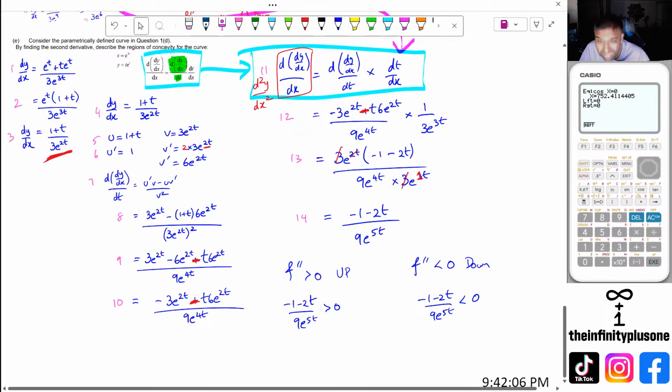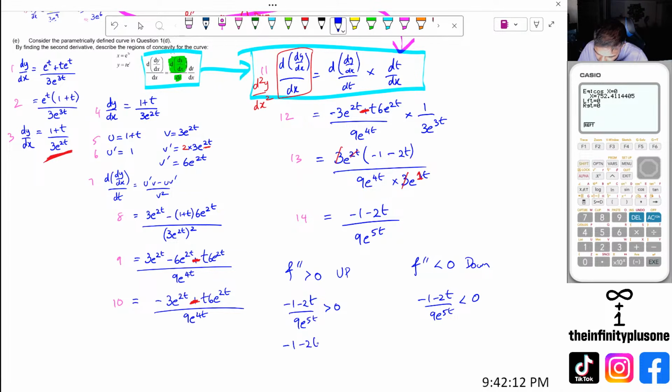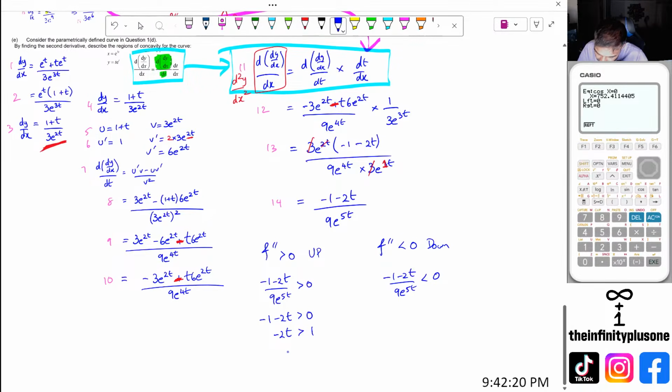So when we take the denominator to the other side and multiply by 0, we're going to get -1 minus 2t is greater than 0. Rearrange this: -2t is greater than +1. And finally, because we're dividing by a negative number, we need to change the symbol. So t is less than -1 over 2. Likewise in here, -1 minus 2t is less than 0, so -2t is less than +1. t has to be greater than, because we're dividing by a negative number, -1 over 2.